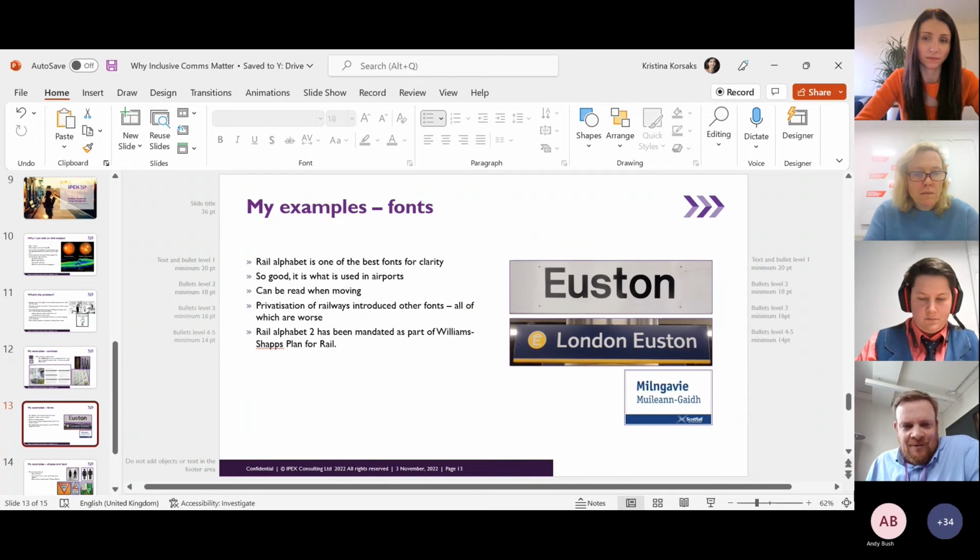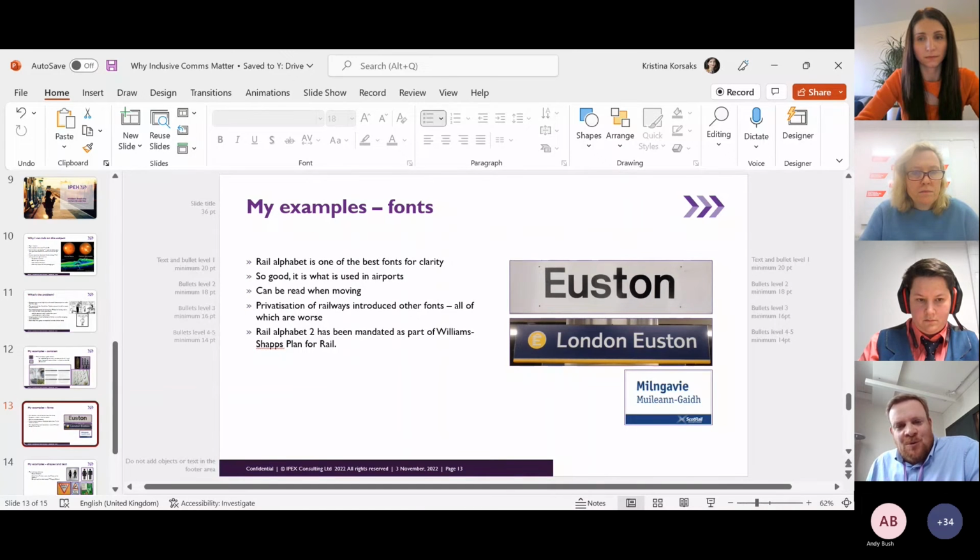Recently, when the William Shapps Plan for Rail was released, one of the things in it was that they were going to reintroduce the rail alphabet, and people sort of scratched their heads a bit and thought, is this really important? For me, it actually is really important. Signs on stations and in other public places have to be designed to be read while you're walking. And if they're not, it makes it very difficult.